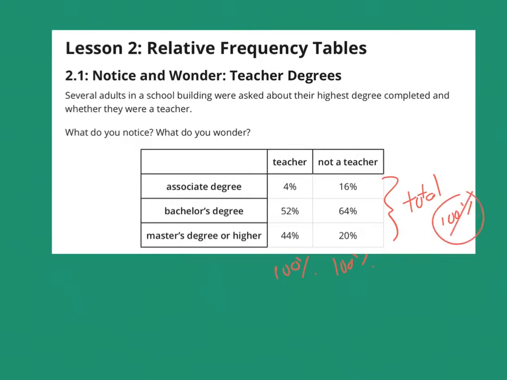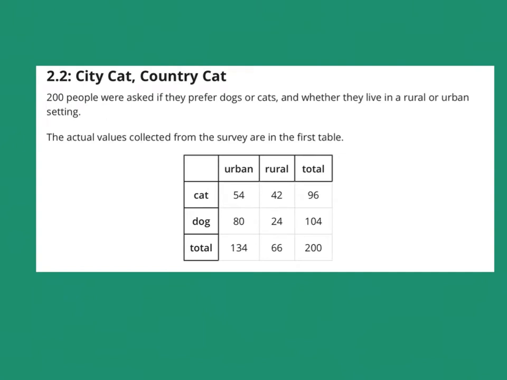Let's move on. What we want to focus on now is the counts and the fact that we have totals columns. 200 people were asked if they prefer dogs or cats and whether they live in a rural or urban setting. We notice that 54 of the 200 are urban dwellers with a cat, versus 80 of them, not percent, my apologies, this is an actual count, the frequency. 80 of the 200 people lived in an urban setting with a dog.